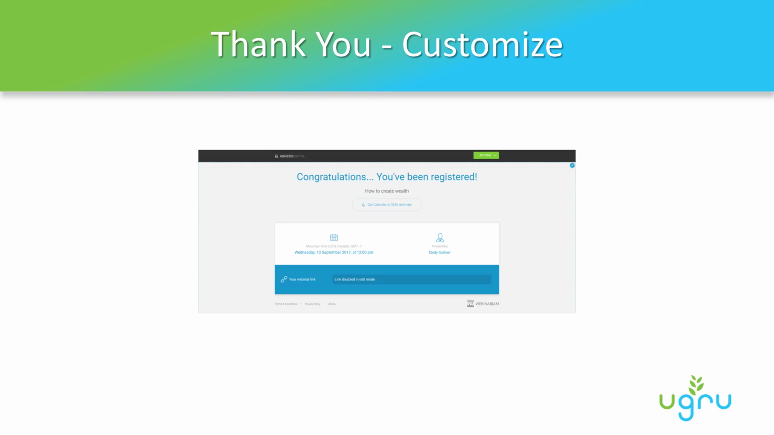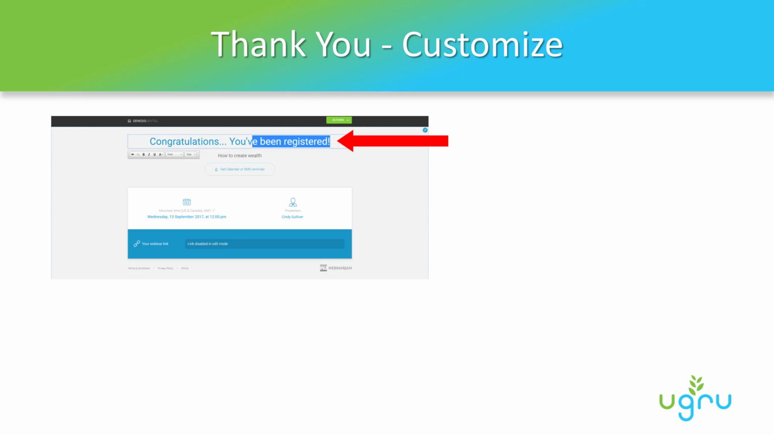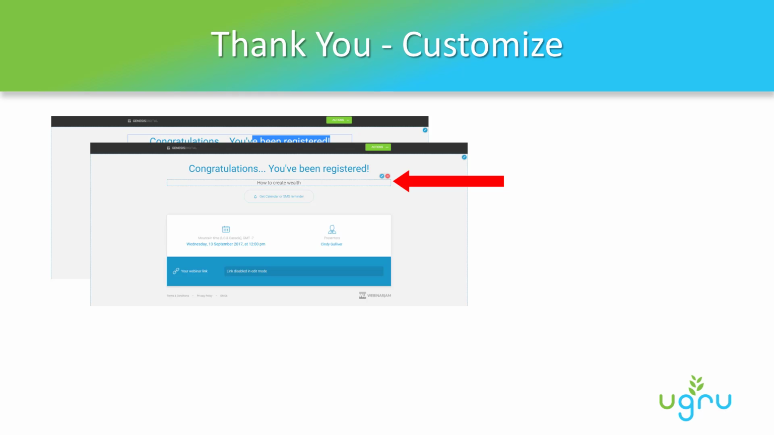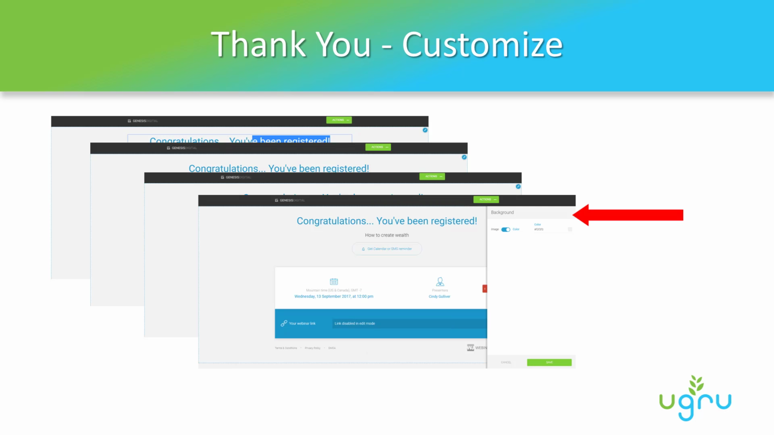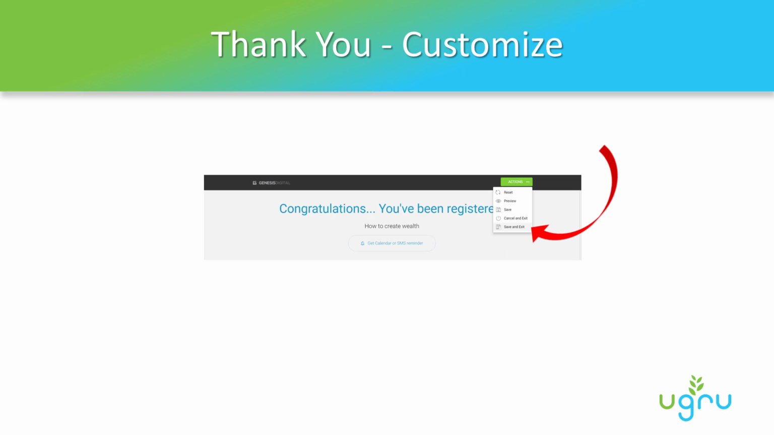On this page, you can edit some of the fields just as we did on the registration page, so make sure you follow the same steps. You can change the headline, the title of the webinar, the call to action button, the background, and the presenter. After making all the necessary changes, click the Actions button at the top of the screen, then save and exit the template.